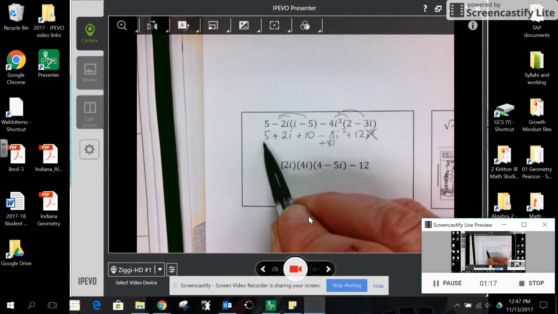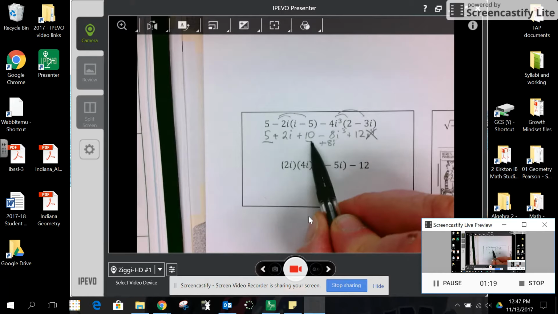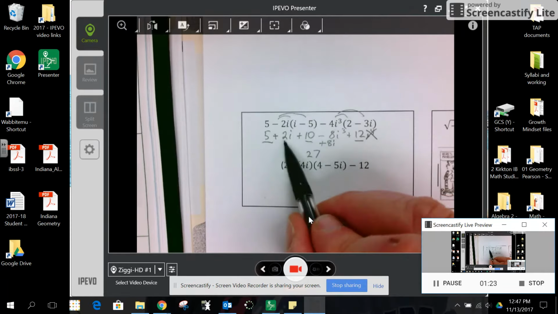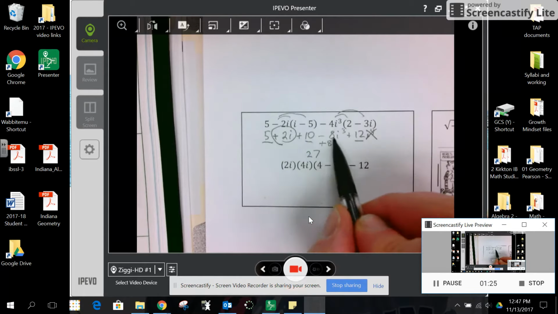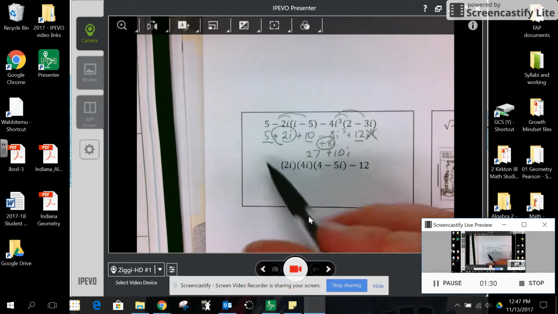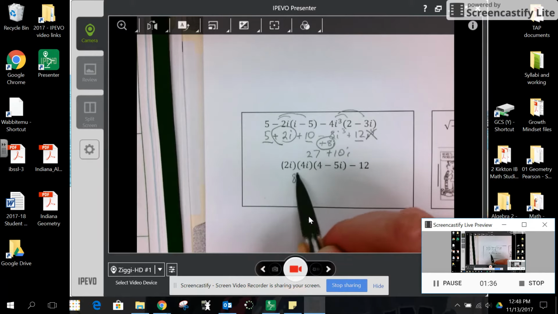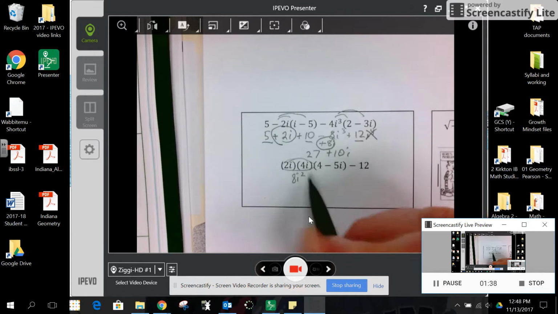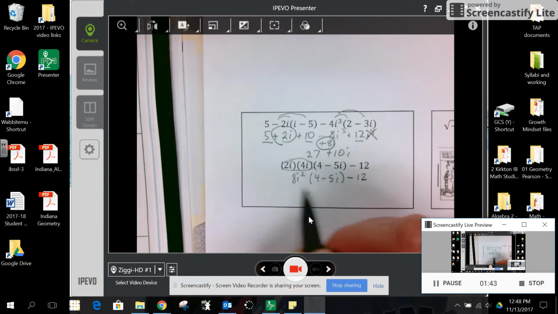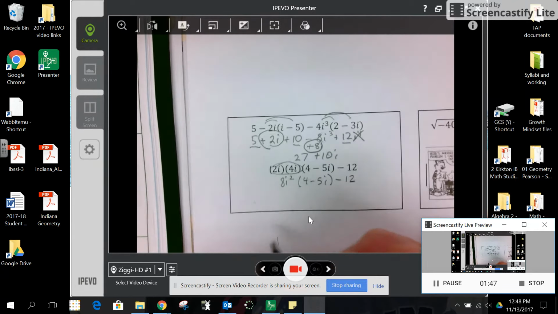So I can combine like terms. 5 plus 10 plus 12 is 27. 2i plus 8i is 10i. We did this one, but some of you didn't get to see it. Just make sure that you turn this into 8i squared before you simplify, or you can make that negative 8 then from there, but make sure you simplify first.